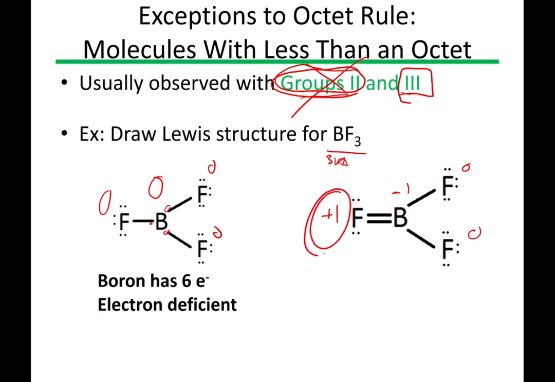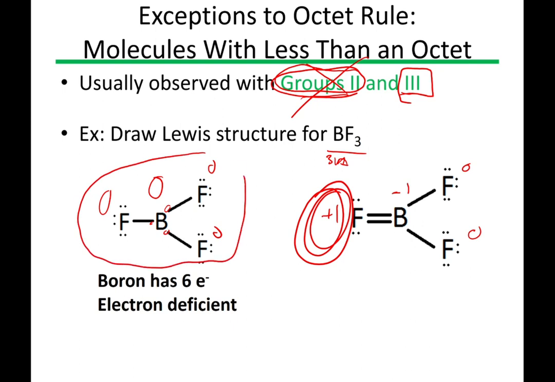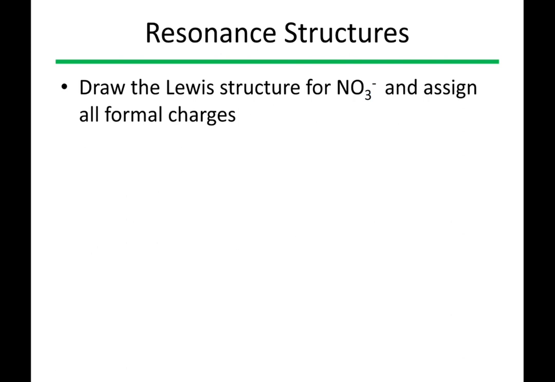Remember, a +1 on fluorine is super duper bad, so it's much better for boron to actually not even have its full octet. This is common with boron and halogens. So this is the only exception you need to know for molecules with less than an octet in this class. So if you see a boron, be careful and make sure you check the formal charge. Next, we'll talk about resonance structures.